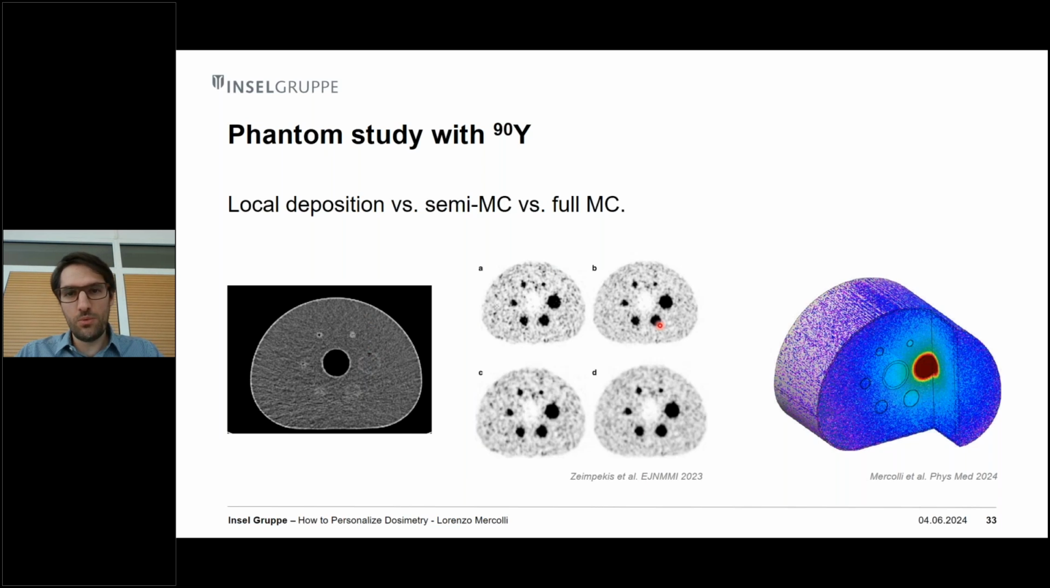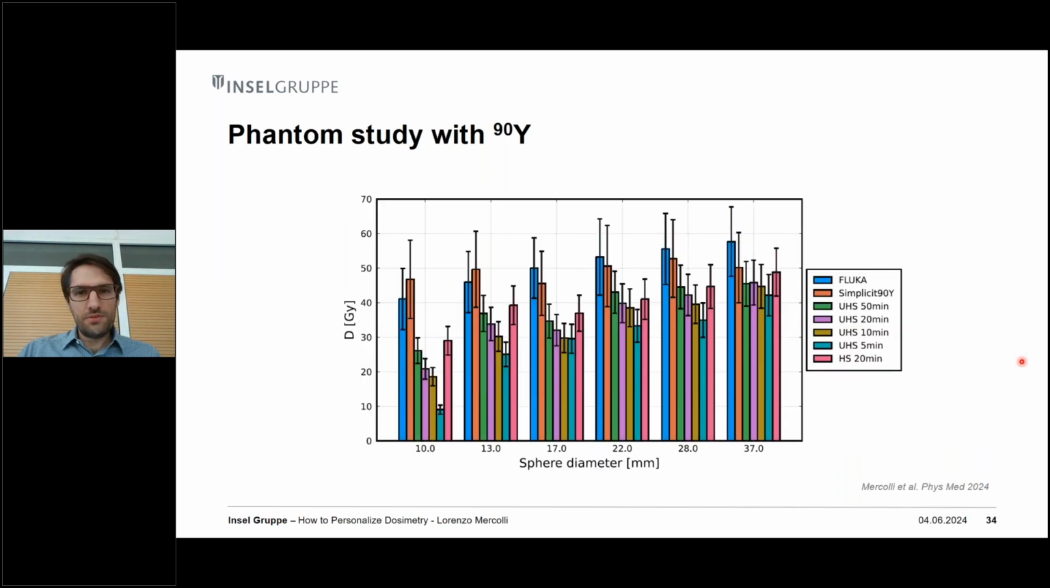And we compared this with the semi-Monte Carlo method, where we took a PET image of the phantom, fed this to the semi-Monte Carlo algorithm and computed the dose in the spheres. And then as a reference, because it's a phantom and we know what the activity was inside the phantom, we could do a full Monte Carlo simulation, which we took as the ground truth in this study. And this is what we found.